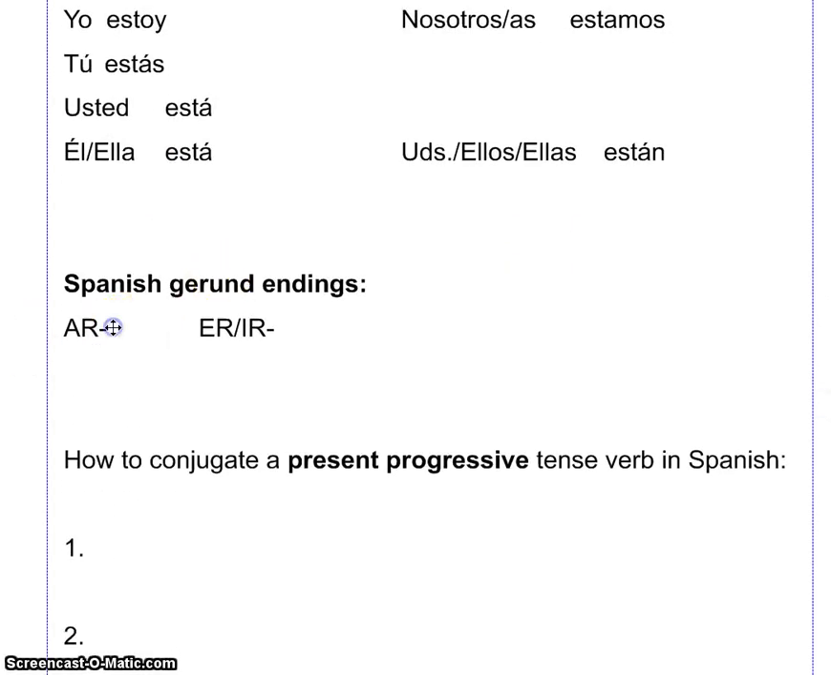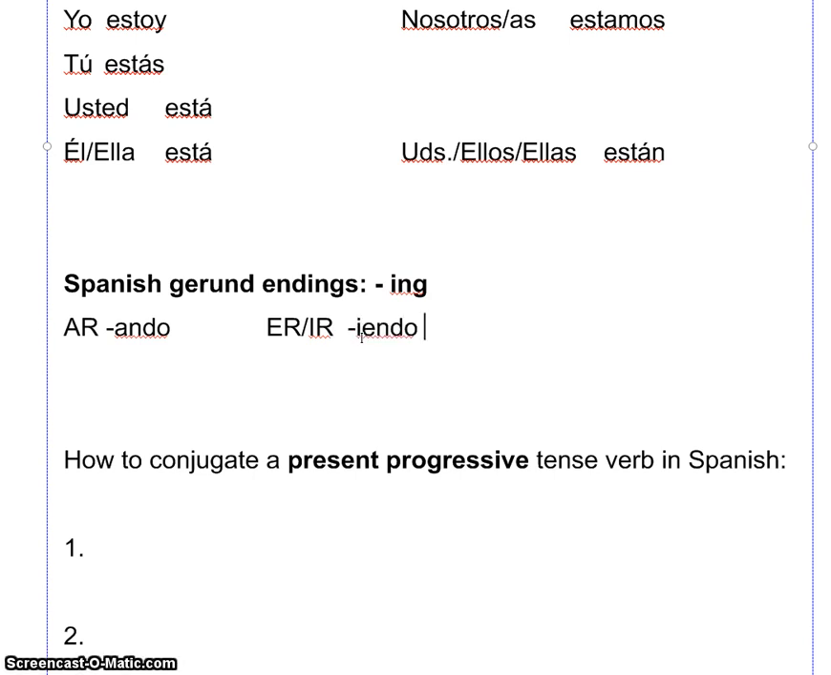They are called gerund endings, and basically in English they end in something like an ing ending. That's how we form it in English. We put ing at the end of verbs like eating, talking, playing. In Español, depending upon if it's an AR verb, you're going to add the ending ando. And if it's an ER or IR verb, you're going to add the ending yendo.